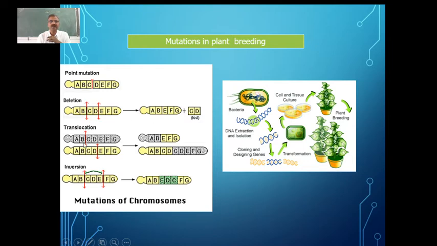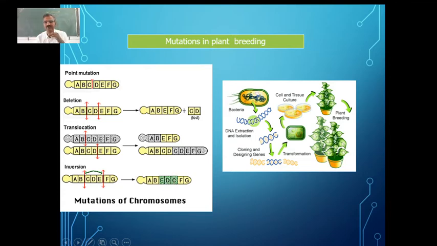Then we can go for translocation, or we can go for inversion, where we are reversing the sequence here. Instead of A, B, C, D, E it will become E, D, C. So they are going to exchange. That we call inversion, which is happening here. Like this, the mutations can happen.